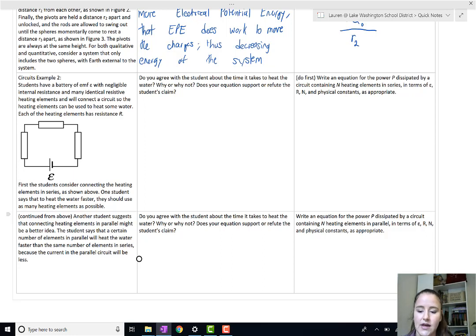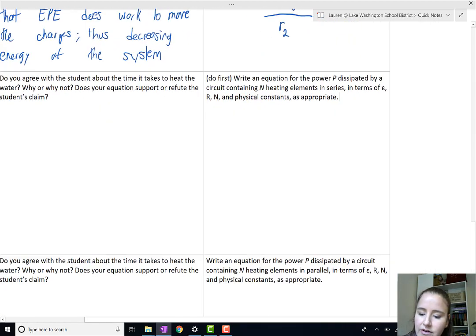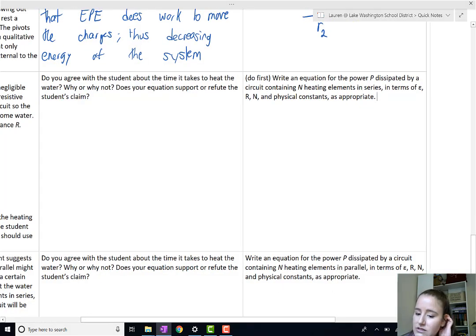Now, in each of these, the equation part, or the quantitative part, was presented first, so let's start there. It says, derive an equation for the power dissipated by a circuit containing N heating elements in series in terms of E, R, N, and physical constants as appropriate. So our go-to power equation is current times voltage, but it's wanting us to use E, so let's use E. Current times voltage.